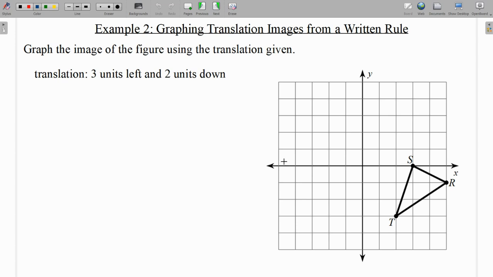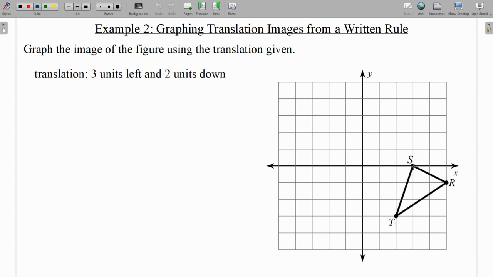So what I'm going to do in this example is show you something slightly different, and I'm going to show you how we can do it by moving it per segment. So the first thing I'm going to do is pick one of the points on my triangle. So I'm going to pick point S, and I'm going to move that point to its new location. I'm going to rename it as S prime. And I'm going to move it according to my translation rule.